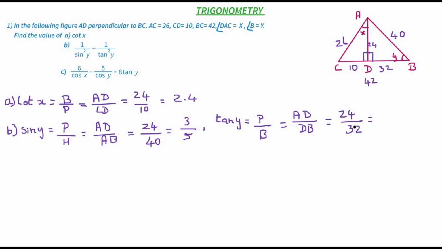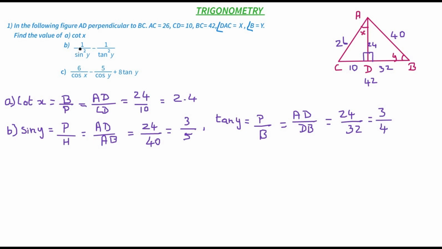So 24 by 32, we can again make it into the simple form. So 24 and 32 are divisible in which table? Again, it is divisible by 8 table. So 24 divided by 8, which is 3, and 32 divided by 8, which is 4. So now we know the value of tan y is 3 by 4.